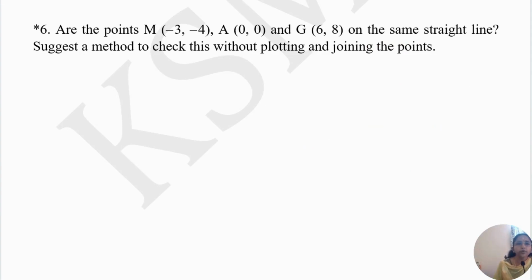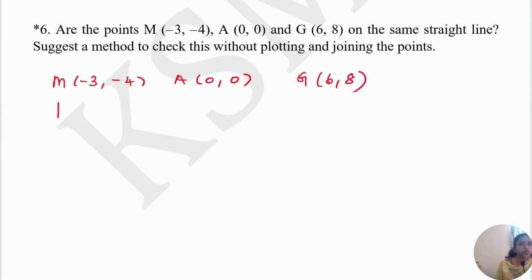Next question: are the points M(-3, -4), A(0, 0) and G(6, 8) on the same line? So that is the collinear points concept. If all the points lie on the same line, then we say all the points are collinear points. Suggest a method to check this without plotting and joining the points. So you can use your distance formula procedure.